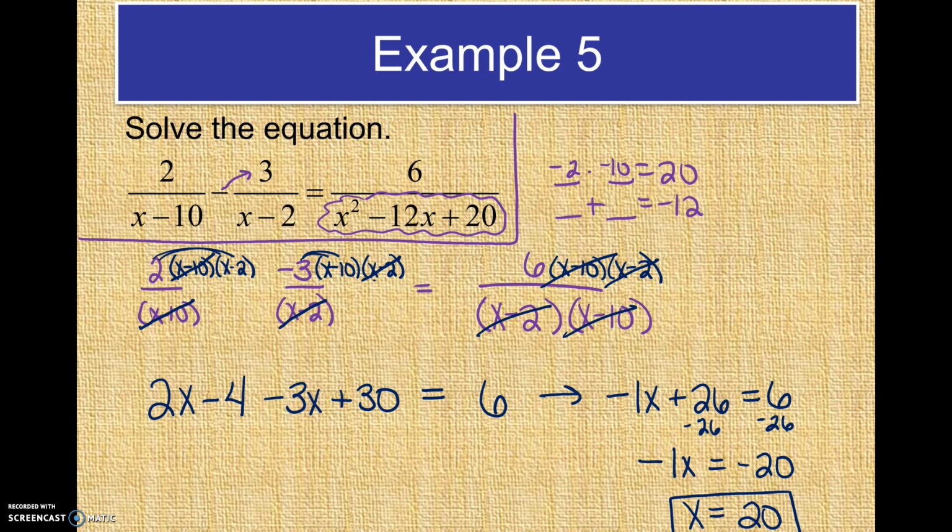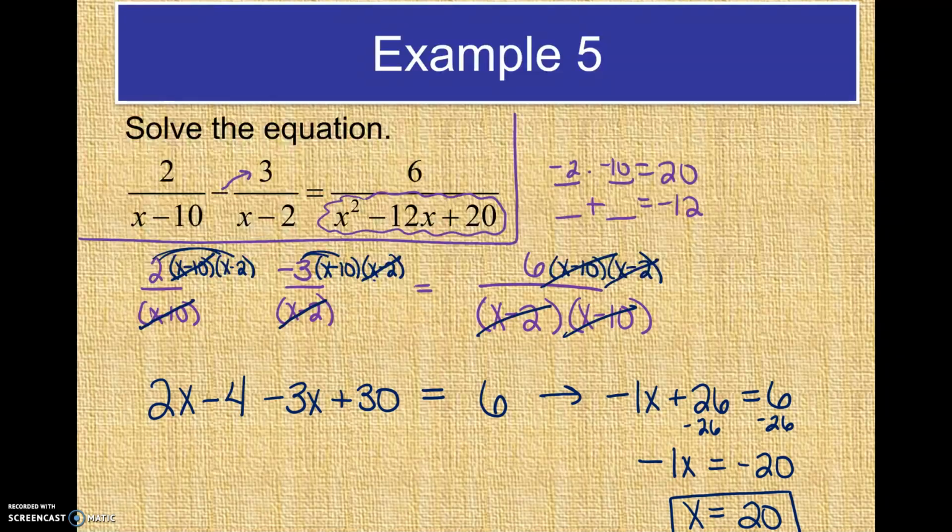Check your solution. Check both of your denominators. X minus 10. 20 minus 10, is that 0? No. 20 minus 2, not 0. And because both of those are not 0, when you multiply them together, it's not going to be 0, so you're good there as well.